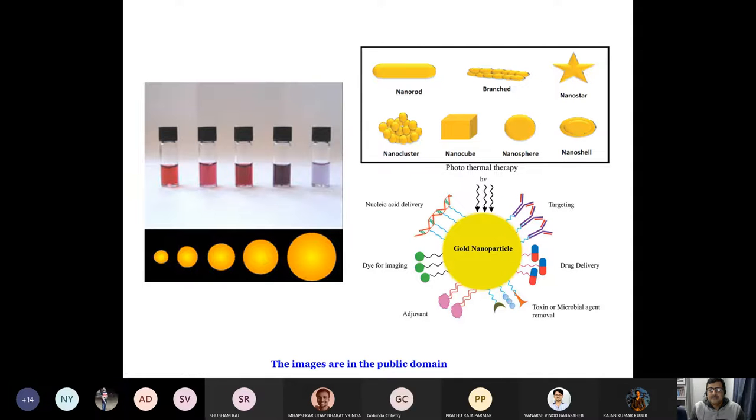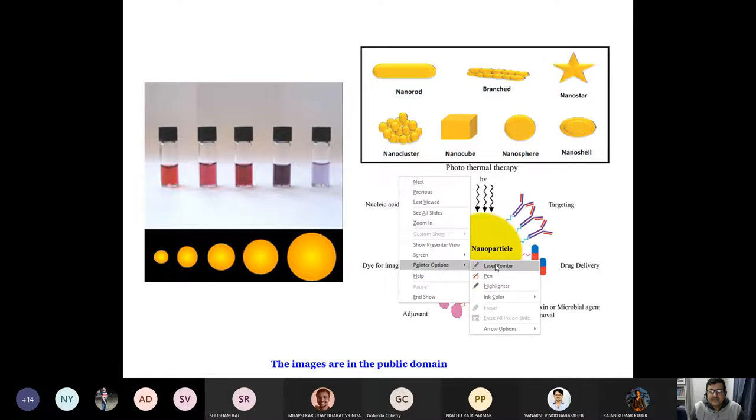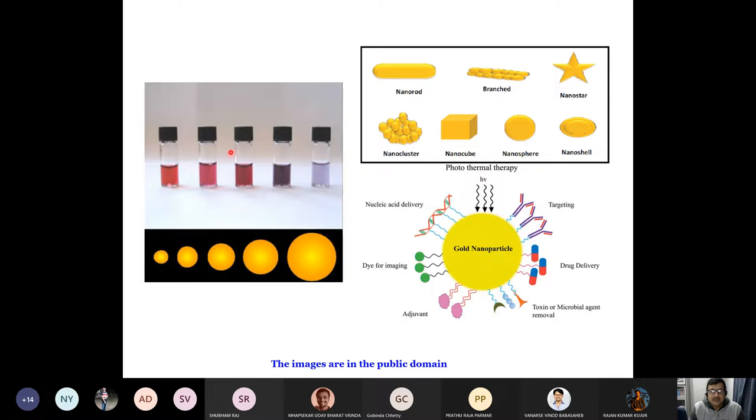Yes, sir. How come? By changing its dimension and size, shape, sir. How? By synthesizing different sizes or shapes of nanoparticles, sir. Very good. So I am giving you an example. This is also gold. This is also gold. This is also gold. Every color that is shown here is gold.